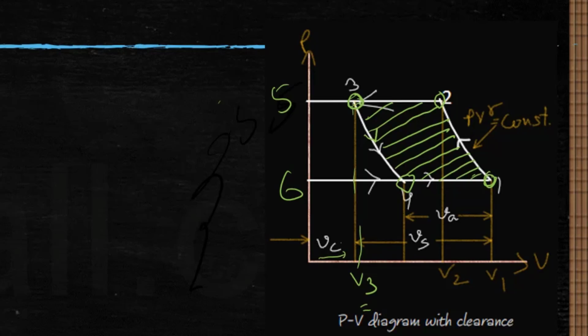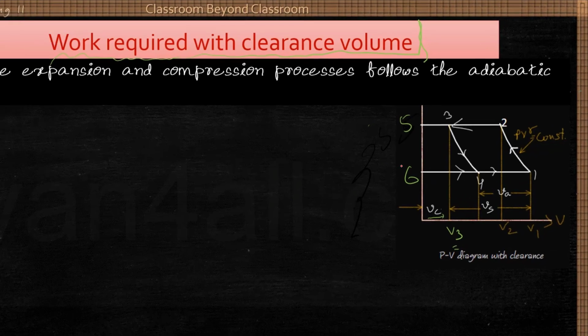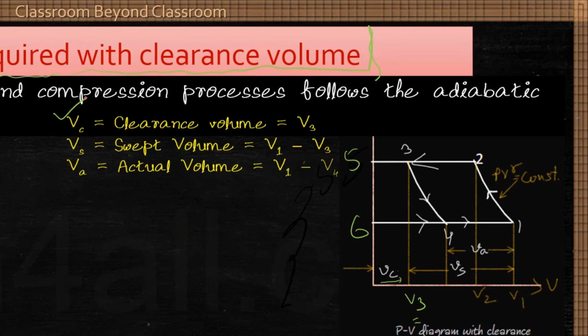So we have to find out the work required with clearance volume, and this PV diagram is for a compressor with clearance volume Vc or V3, and the work will be equal to 1, 2, 3, 4. We have to take some assumptions. Let both the expansion and compression processes follow the adiabatic law PV to the power gamma equal to constant. This is the law. Isentropic we consider. The clearance volume in this case is V3, shown in the diagram.